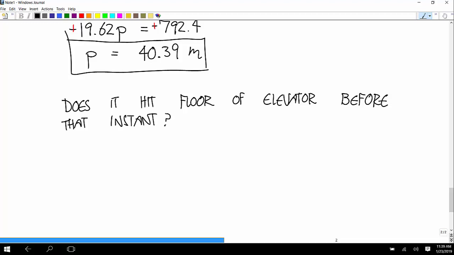Okay, so now we're going to track the floor of the elevator. And what we're going to do is figure out, so we know the maximum height that the ferret gets to if there's no floor of the elevator. We're going to figure out if the floor of the elevator is higher than 40.39 at that instant. If it is, then that means at some point there was contact between those two, because they can't cross through each other. So this height is always hypothetical.